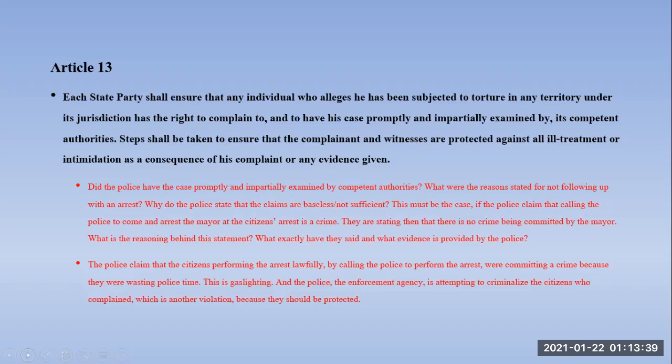This is gaslighting. The police, the enforcement agency, are attempting to criminalize the citizens who complained, which is another violation because they should be protected. They should have their case promptly and impartially examined by competent authorities. They should have steps taken to ensure that the complainant and witnesses are protected against all ill treatment or intimidation as a consequence of their complaint or any evidence given.